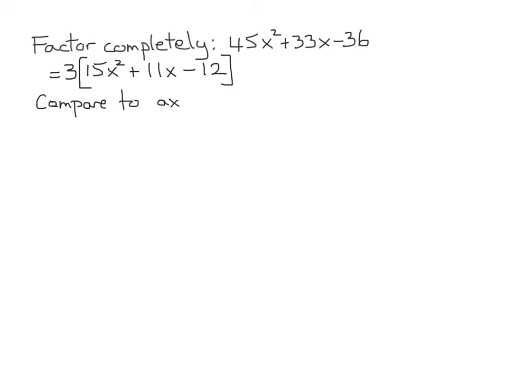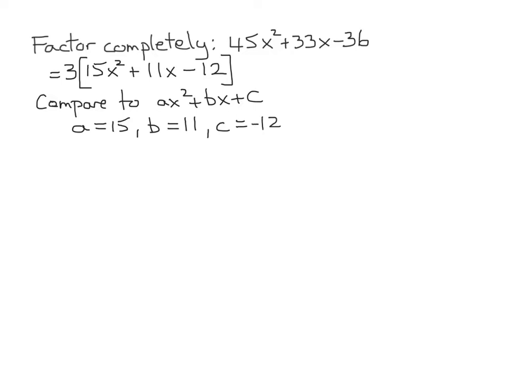ax squared plus bx plus c. So what is a? A is the coefficient of the x squared term, so a is going to equal 15. B is the coefficient of the x term, so b is 11. And c is the constant term right here of negative 12.